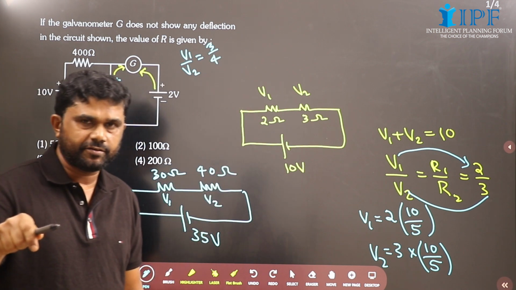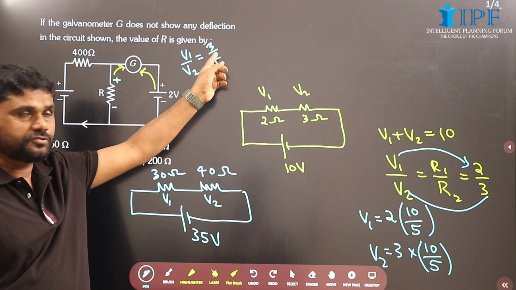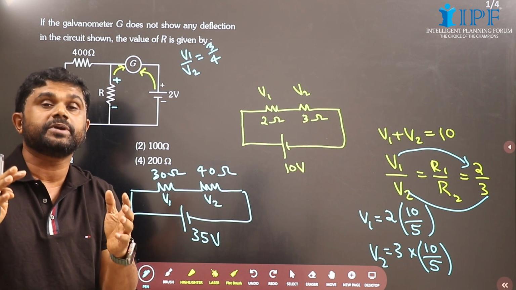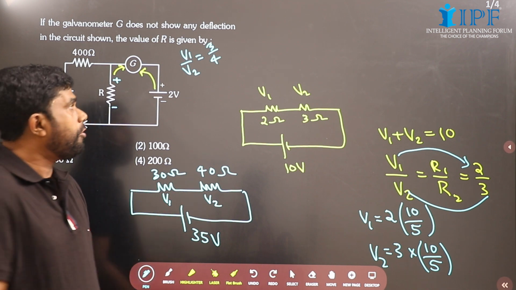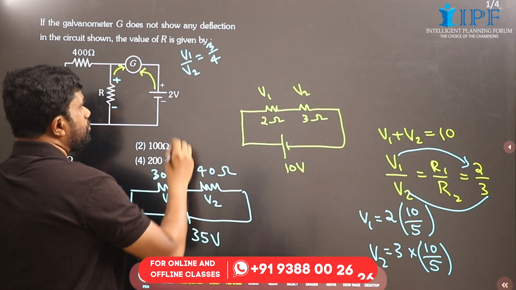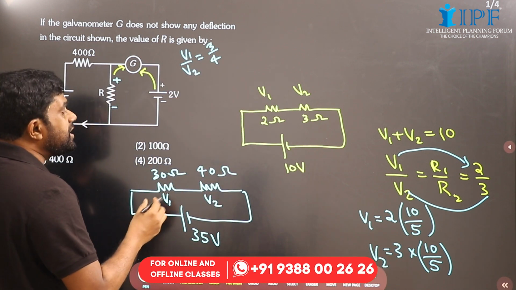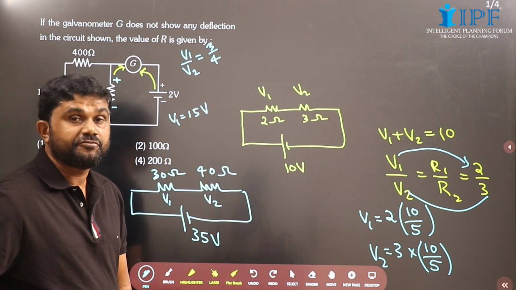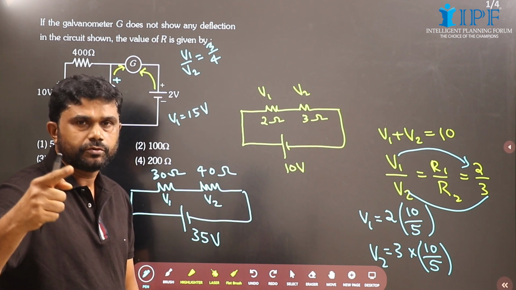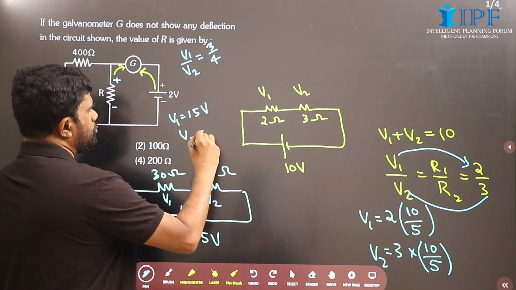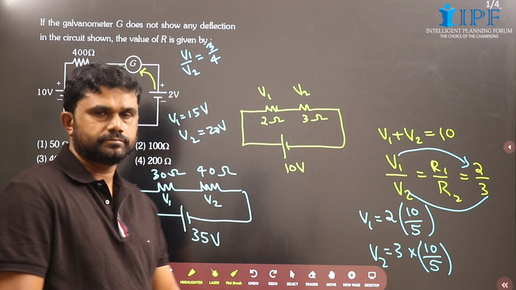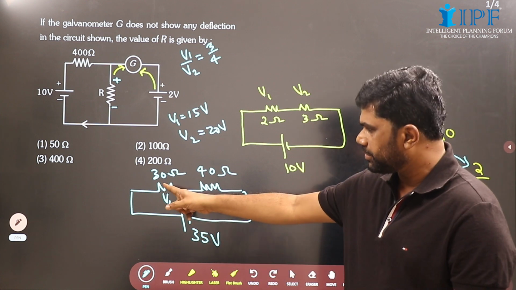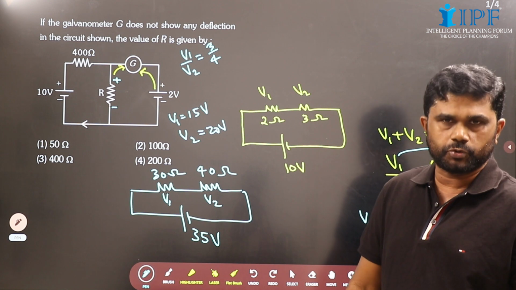Total voltage 35 must be divided in the ratio 3:4, means 3 plus 4, 7 equal parts. 35 by 7, so each part will be 5 volt, of which V1 will be 3 parts. So V1 equal to 3 into 5 means 15 volt, and V2 is 4 parts, 4 into 5, that is V2 equal to 20 volt. So this 35 will be divided as 15 volt here, and 20 volt here.